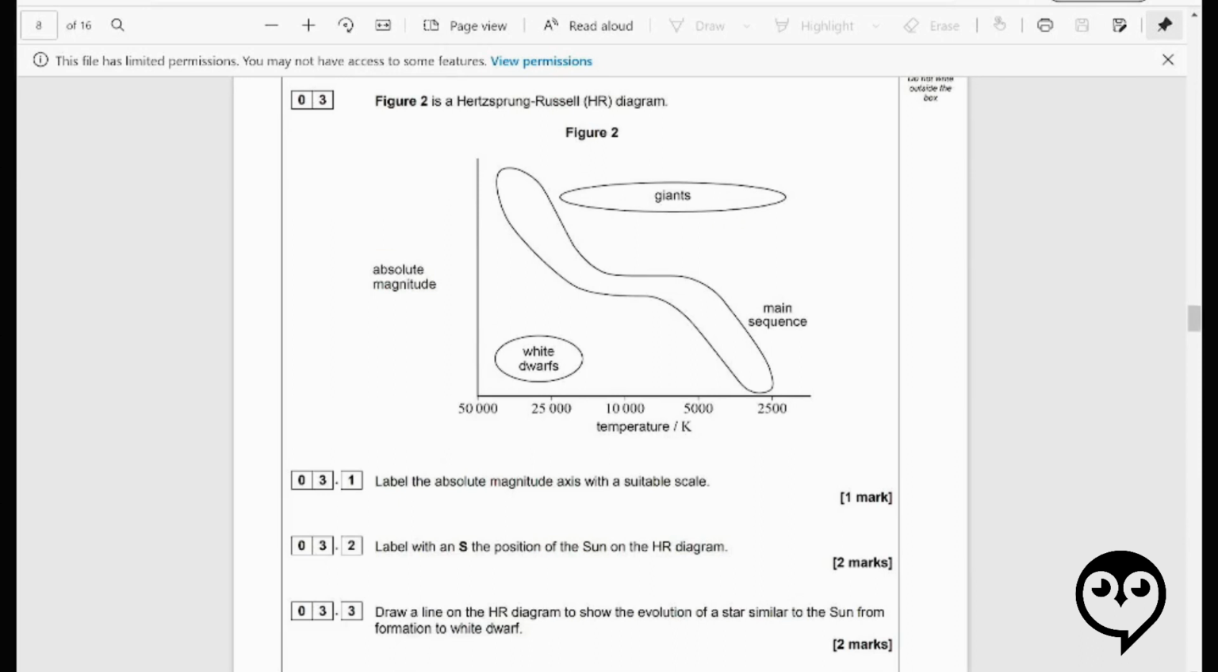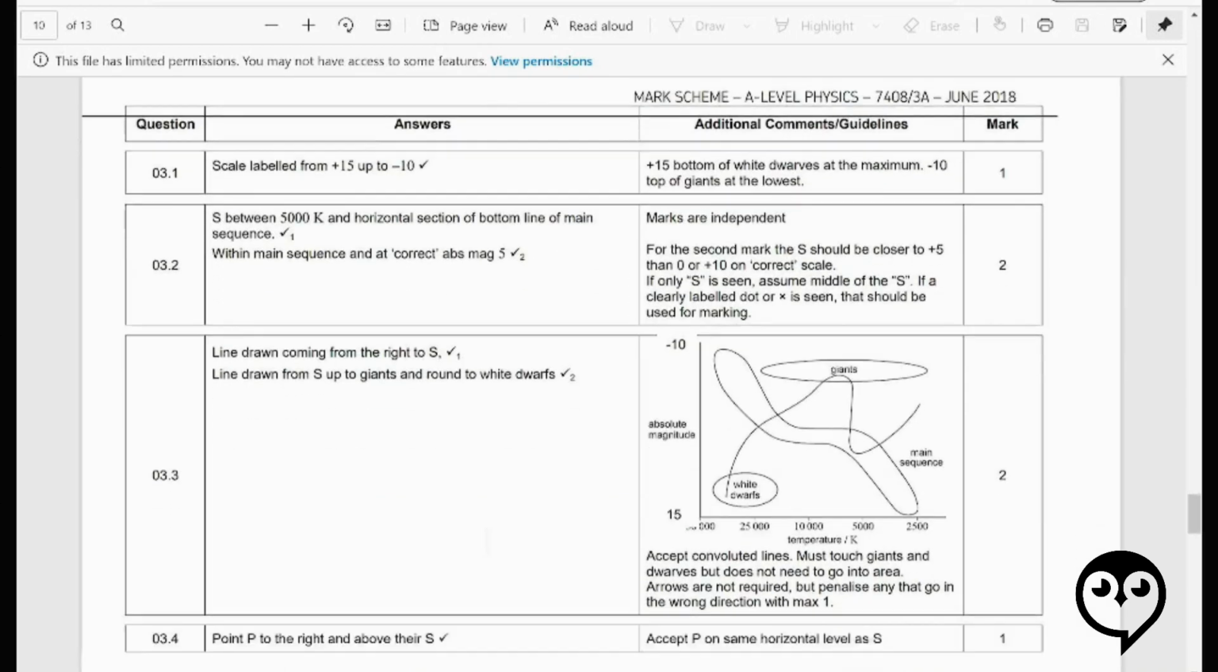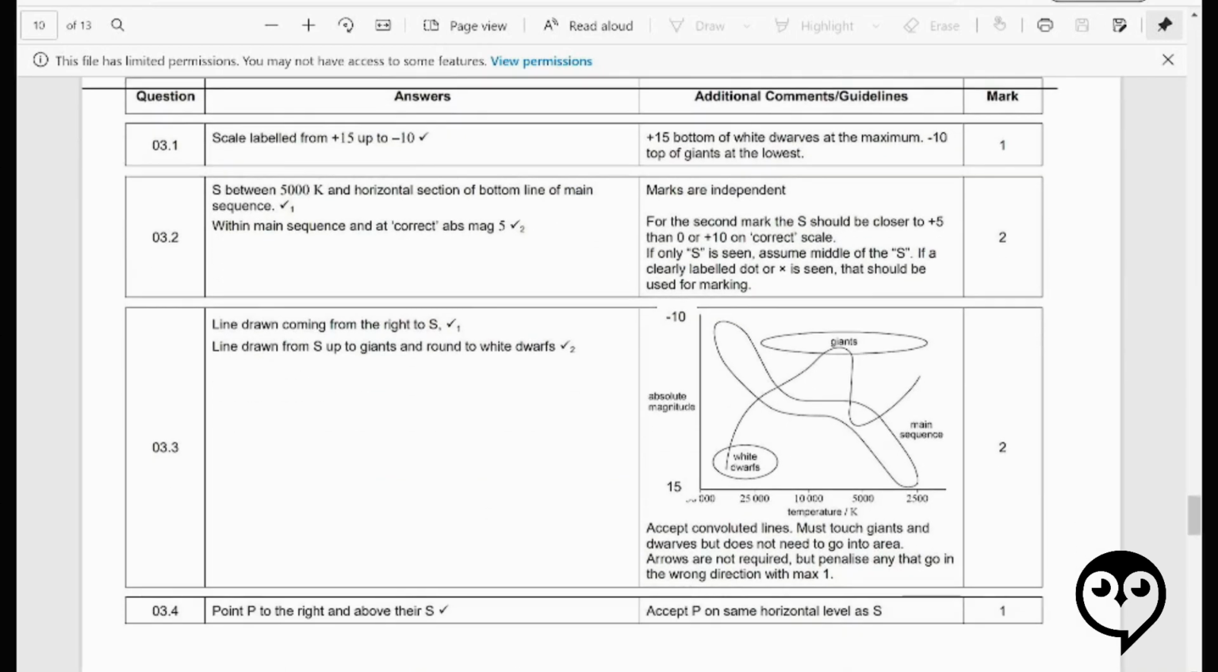Maybe you need to know that. And then your temperature, you're going between a line here, they say 5,000, and this horizontal section. So somewhere before that horizontal bit starts, somewhere in this area. And I imagine you want your plus 5 to be that on your scale. And the path, here's the line that they've drawn for the path. Now, I'm not sure what this line is coming in from. It says a line coming in from the right to where you've drawn your S.